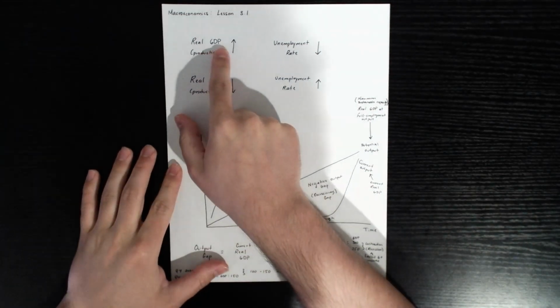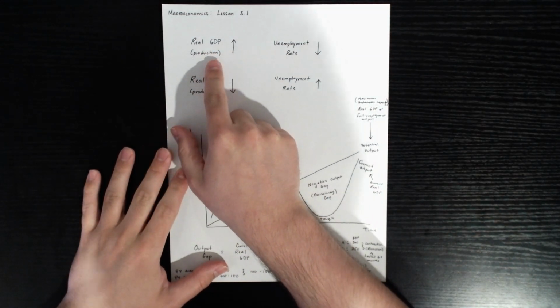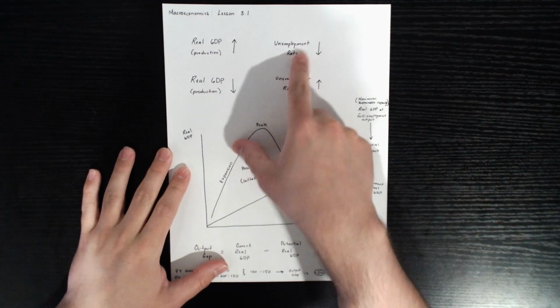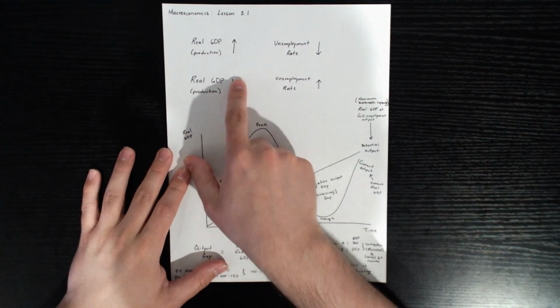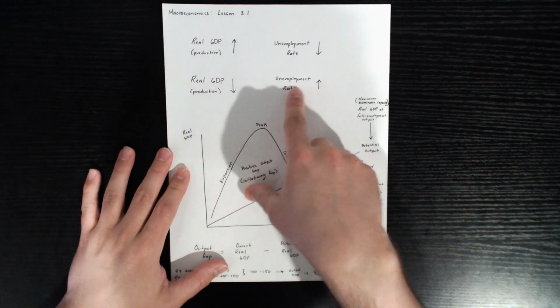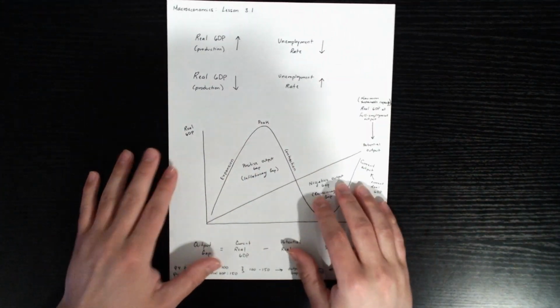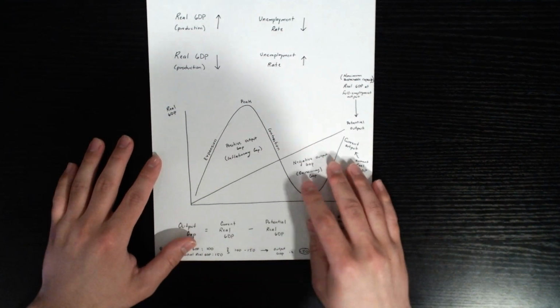We can see here that when real GDP, which is production in the economy, goes up, the unemployment rate is going down. When real GDP or production is going down, the unemployment rate is going up. Here we have a diagram of the business cycle.